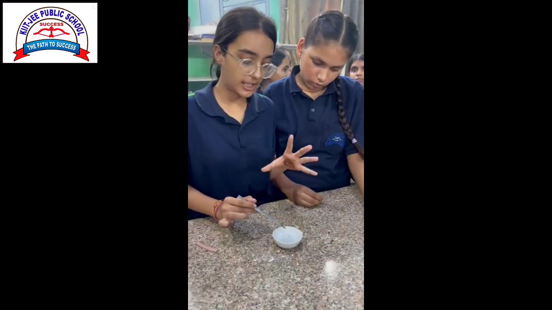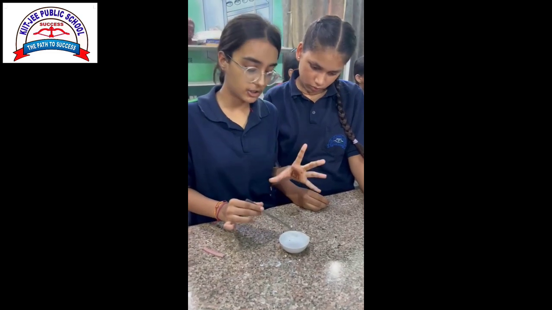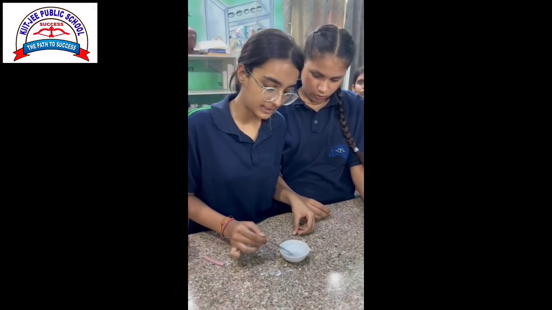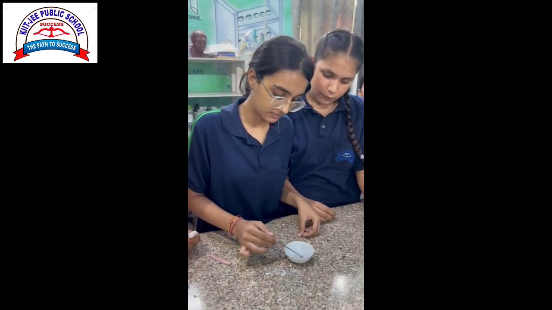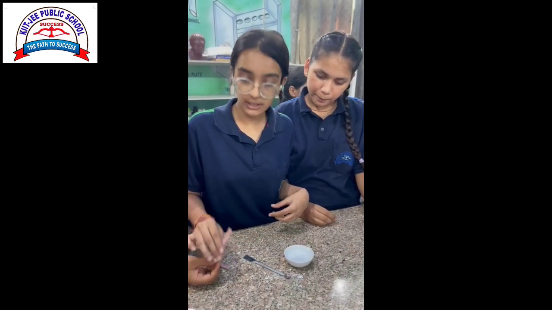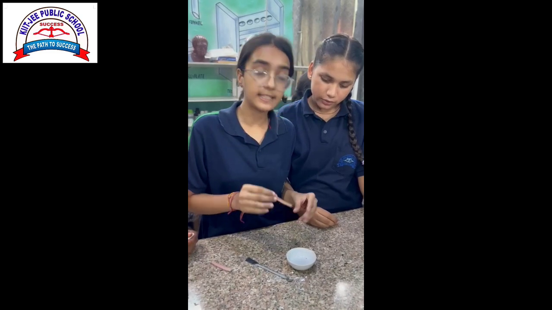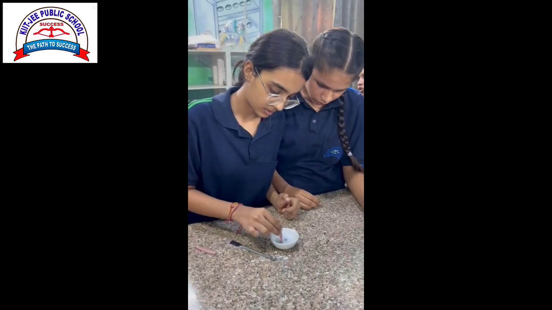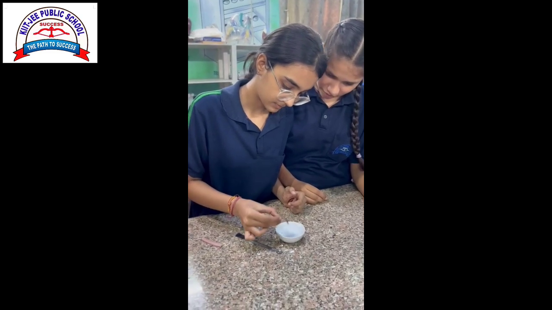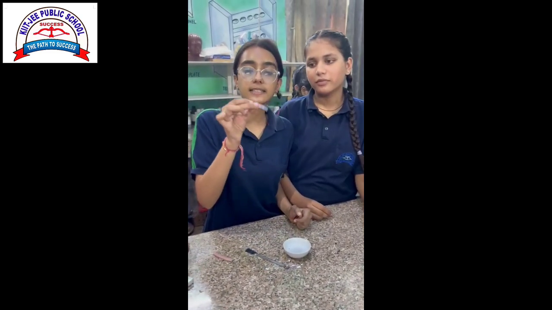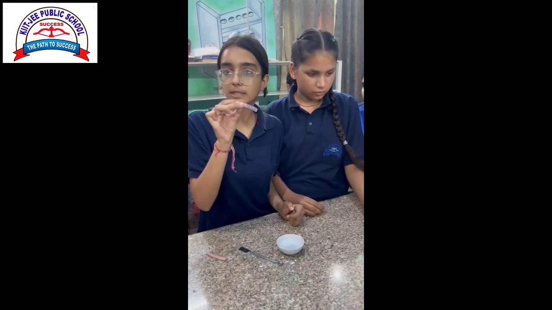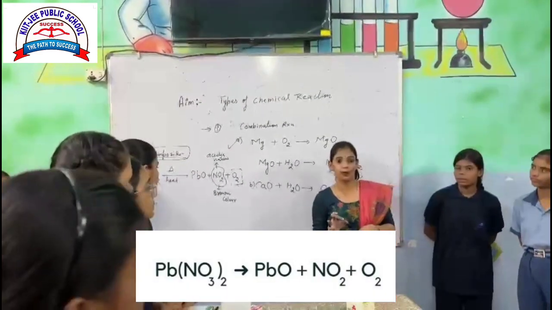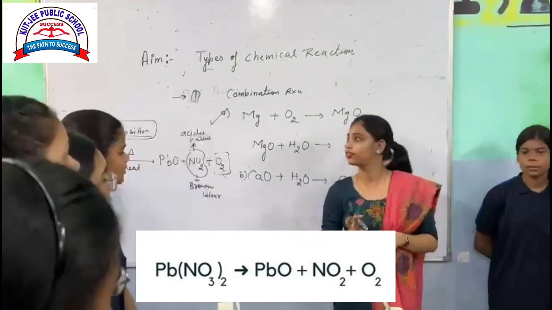Now in this china dish we have magnesium hydroxide because we have added magnesium oxide plus water into it. Now we will mix it and then check its pH level. By using litmus paper, we will check whether it is basic or acidic in nature. Now we can see that this red litmus paper has turned blue, which means this solution is basic in nature.